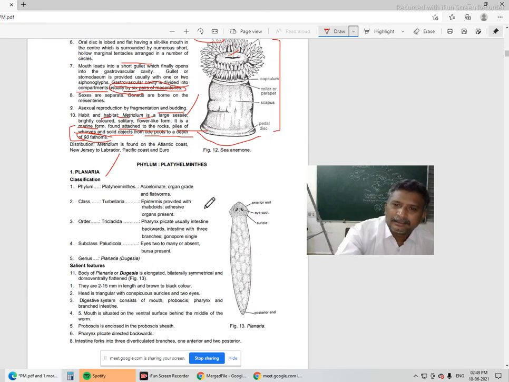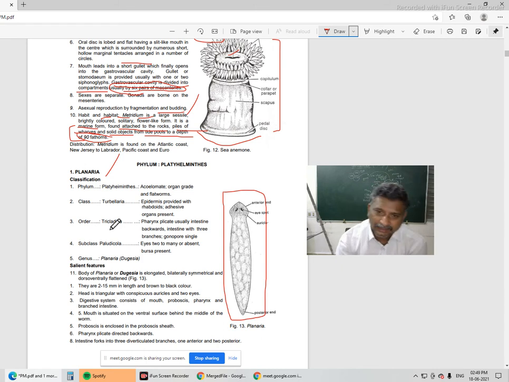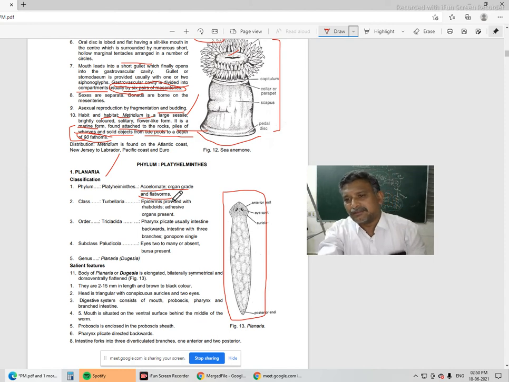Now planaria. Yes, how is it? Dorso-ventrally flattened, sir. It is a completely dorso-ventrally compressed and flattened organism. Whenever an animal looks dorso-ventrally flattened, even if we don't know its name, we have to keep that in Platyhelminthes. Now Turbellaria: epidermis provided with rhabdites. If we see a character like rhabdites, because of Platyhelminthes, there are 3 classes under this: Turbellaria, Trematoda and Cestoda. Only the turbellarians are free-living organisms, and they have rhabdites. All the remaining ones do not have rhabdites.